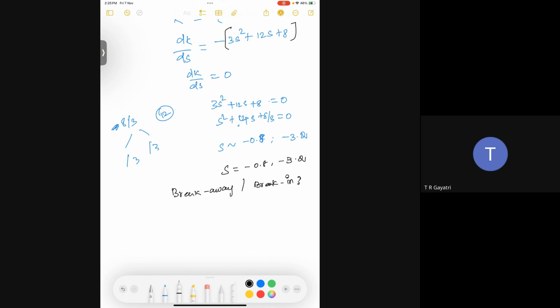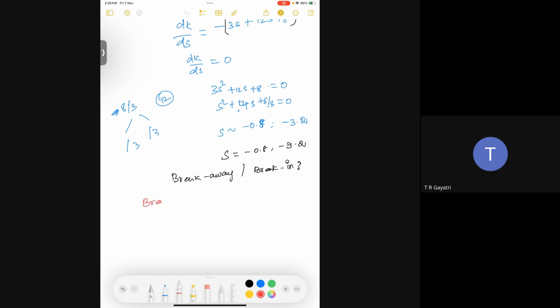When it goes to infinity, it's breakaway. Okay, you can tell, but I'm just guessing. Break-in is when it comes to 0. So breakaway, according to your guess, is correct. It leaves the real axis and goes to the complex plane. For example, from this position, it is going somewhere in the complex plane. Then it is breakaway.